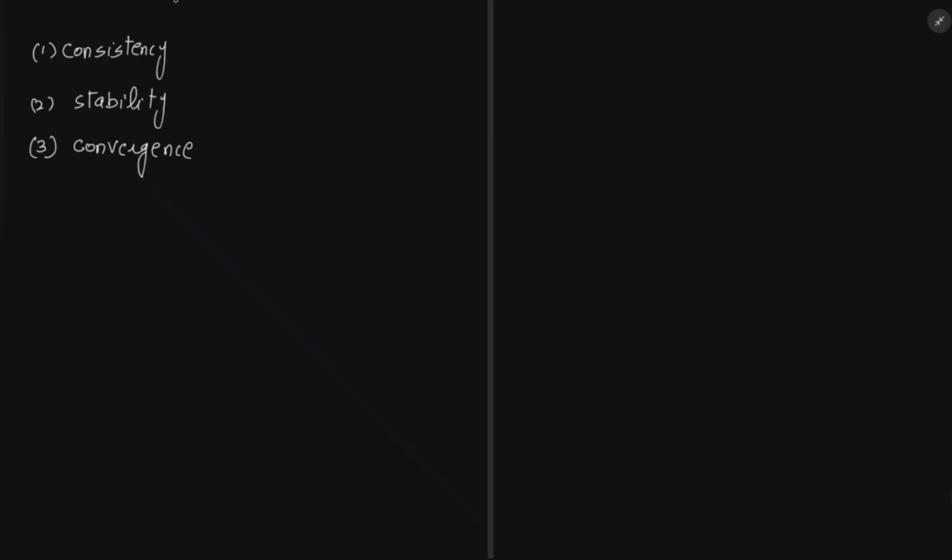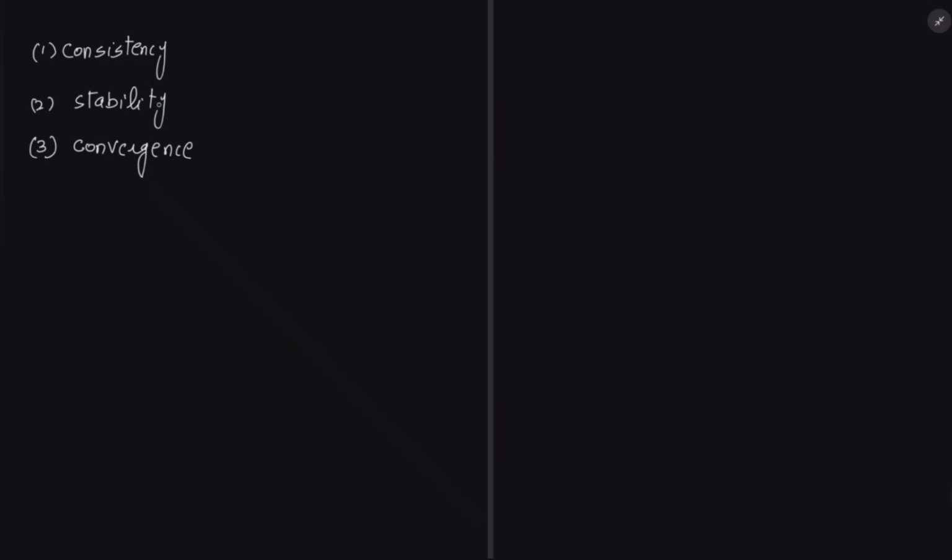So numerical method must fulfill all these conditions. In history, there are numerical methods which were developed by some scientists, but at the end, they were useless since they could not satisfy these three conditions. So what are these conditions? The first one is consistency.